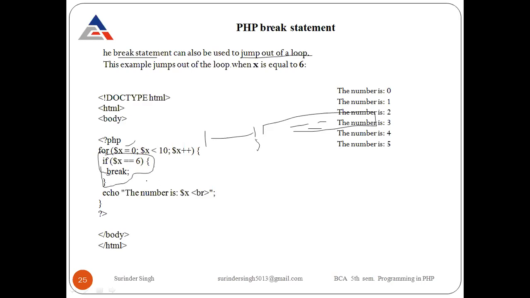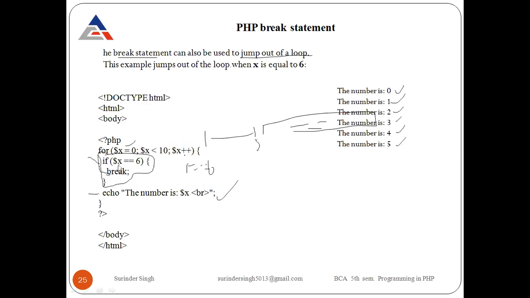Clear? Now first x is 0, 0 is less than 10, the condition is true, and it enters the loop and checks if x is equal to 6. But x has 0, so the if will not be executed and it will print the value 0. Clear? After incrementing, 1 is less than 10, the condition is true, but 1 is not equal to 6, so the if will not be executed. It will print. Then similarly 2, 3, 4 and 5.